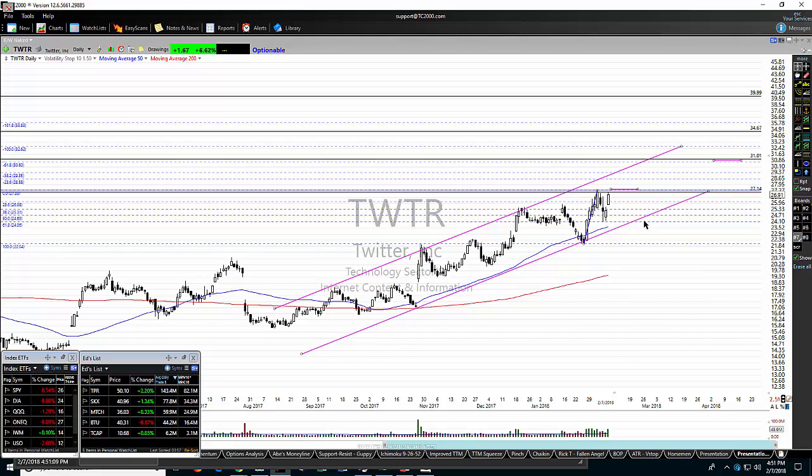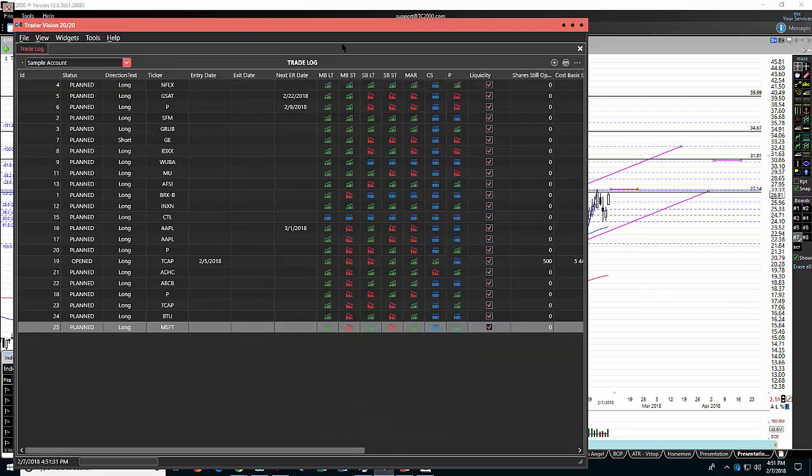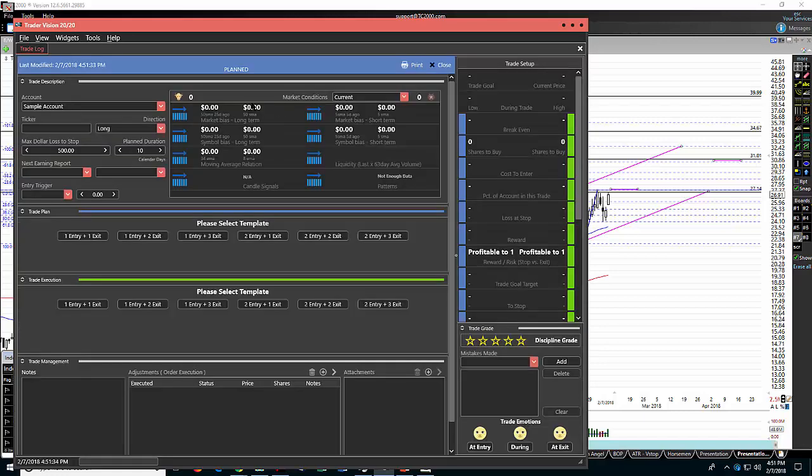Let's just use that one target for now. This was a pretty severe pullback, touched the 61.8. Again, that doesn't throw me, but on a breakout retest, I can forgive the previous longer pullback. Let's go ahead and look at Trader Vision. TWTR.